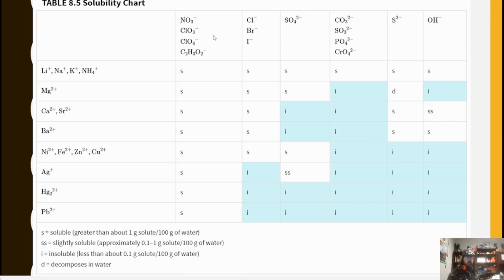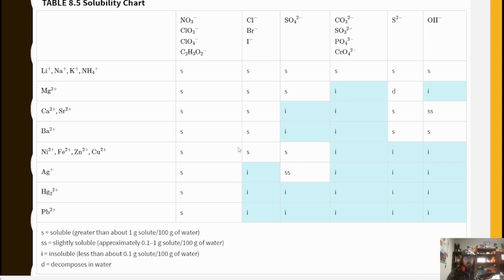So reading that, here are our ions, you cross-reference them and look for S, SS, or I. So group 1, all these are soluble. Rule 2, all these are soluble. Magnesium is soluble with group 1, rule 1, with chlorides, with sulfate, but not these. And magnesium sulfide would decompose, and not with this one. Calcium and strontium, you cross-reference these. Okay, insoluble, insoluble. Calcium is slightly soluble. Barium, soluble, soluble, insoluble, insoluble, and soluble with these.